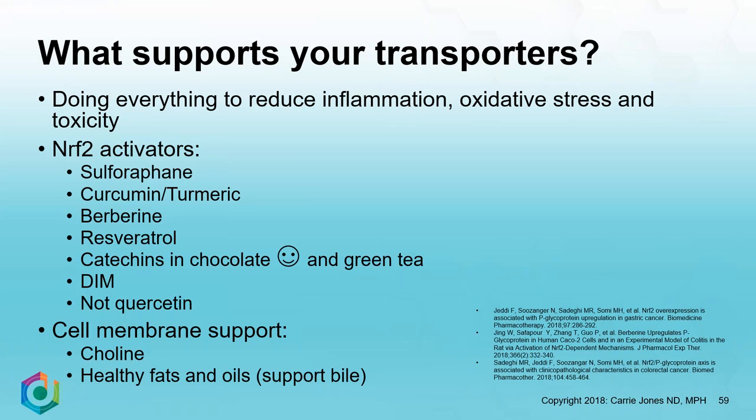Cell membrane support, so choline, healthy fats, healthy oils, things that support bile. Why? Because this transporter is trying to get from in to out through the cell membrane, and if it's stiff and rigid, then it's going to have problems. And then, of course, if you have bile issues, once it's out in the bile, what are you going to do with it, right? Then it's potentially going to get reabsorbed.